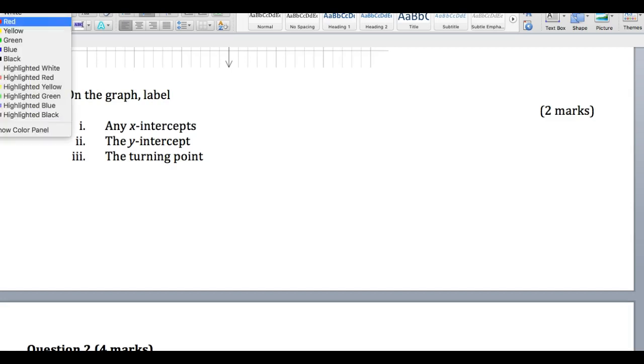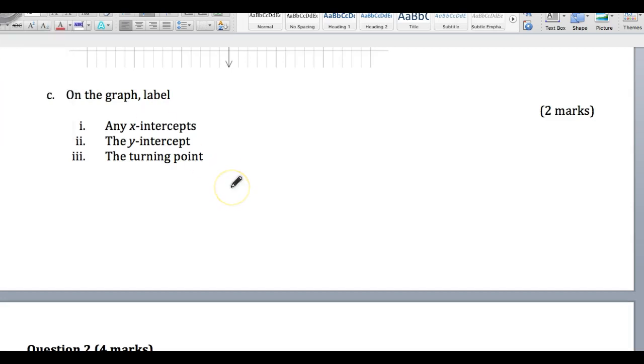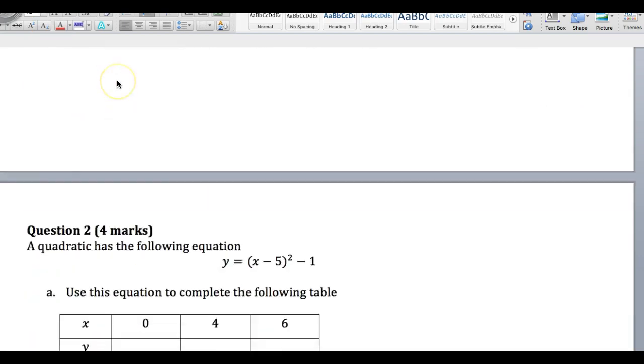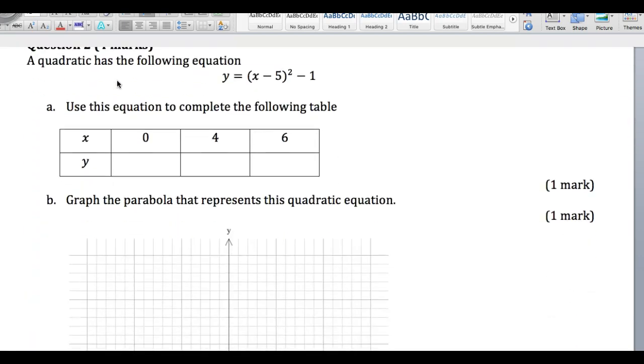It's a hard thing when you can't see everything, and I actually don't have a copy of this next to me. All right, question 2. So this time we have a quadratic in turning point form. Okay, so hopefully you're familiar with the different forms. The previous one was factorized form. This one's turning point form. So again, use this equation to complete the following table.